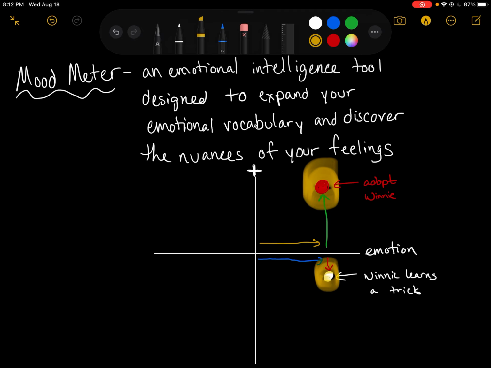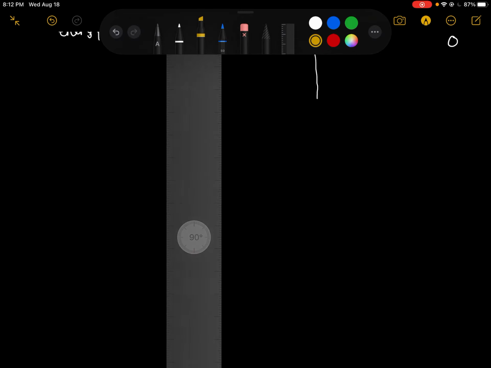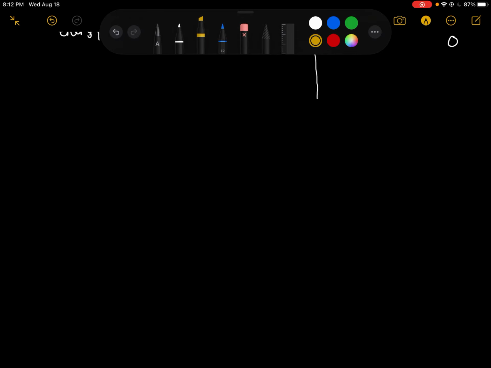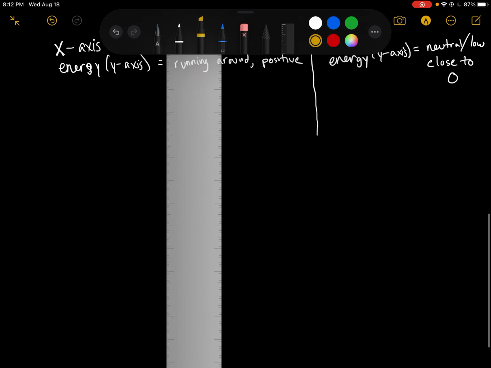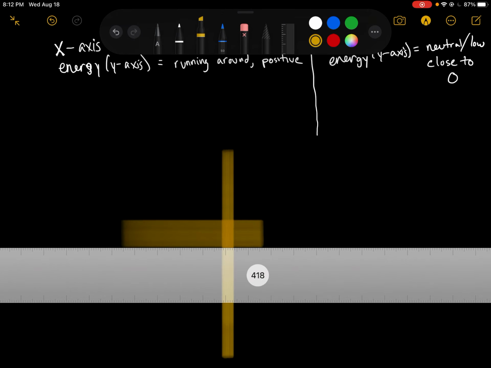So the final thing for the mood meter, and we'll talk about this quite a bit in class actually, because I like to check in. I like to see how we're doing. See where my ruler went, there we go. When we are labeling this, we do it on the coordinate plane.